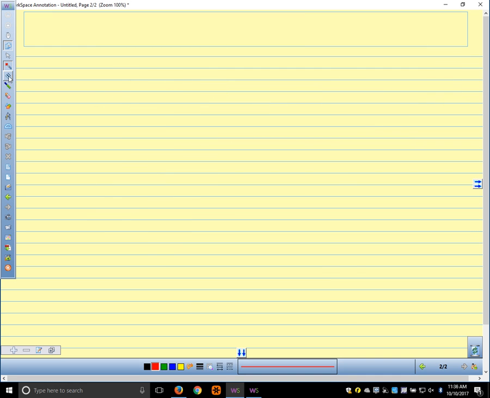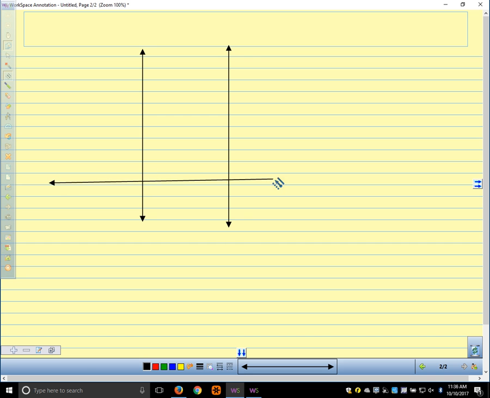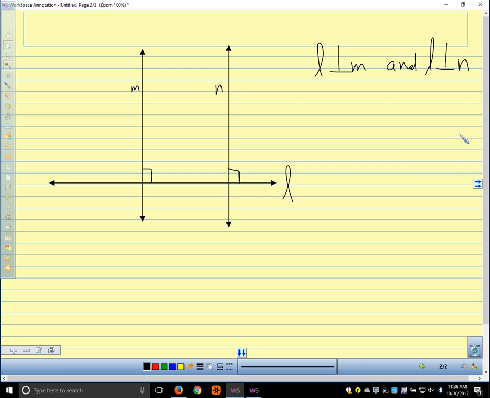Our picture looks like this. We have some perpendicular lines. And this time we have M, N, and this is line L. And we know that these are 90-degree angles. And again, there's a typo. It says L is perpendicular to M. And the second one should say L is perpendicular to N. And I'm going to put an if there.